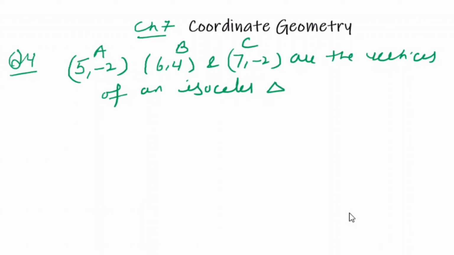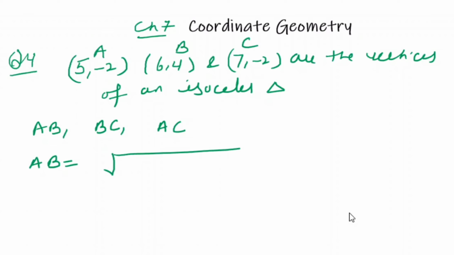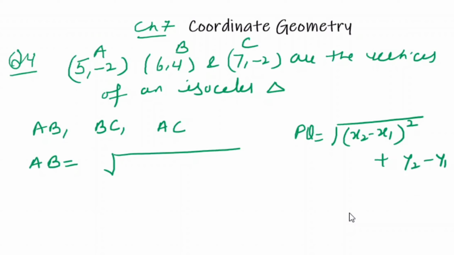So to prove that these are the vertices of an isosceles triangle, we have to prove that any two sides are equal. Okay, so to check which two sides are equal, we have to find the lengths. First of all, we'll find AB. So for AB we'll apply the distance formula, the distance between 2 points. This is the square root of (x2 minus x1) whole square plus (y2 minus y1) whole square.